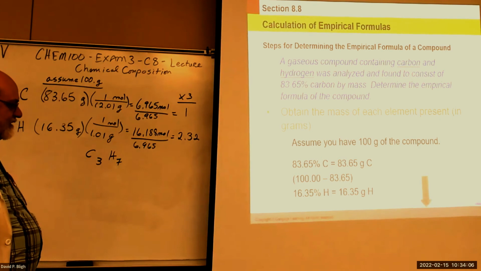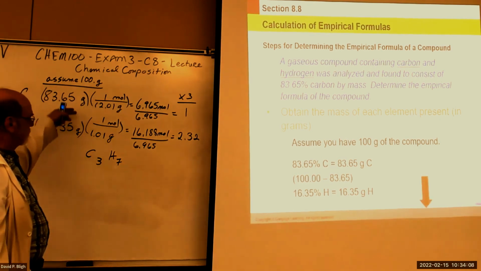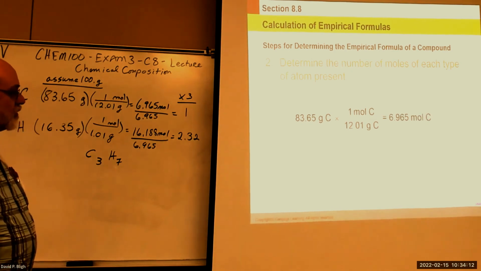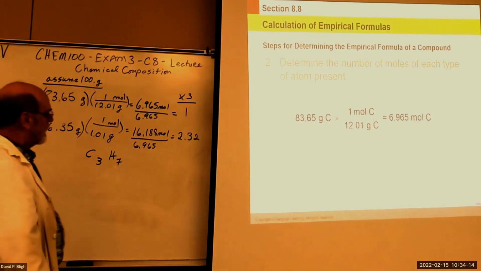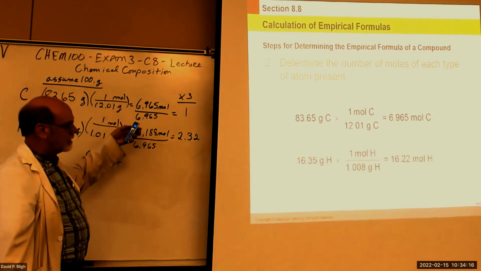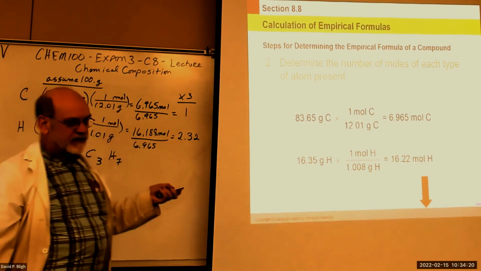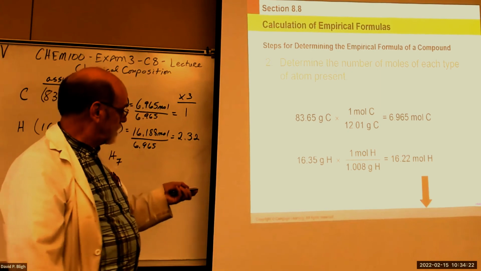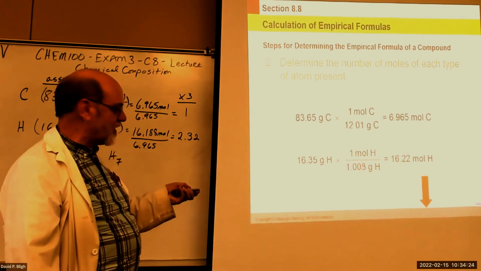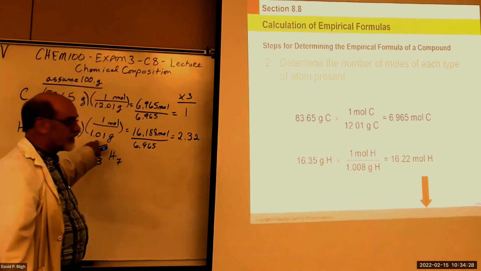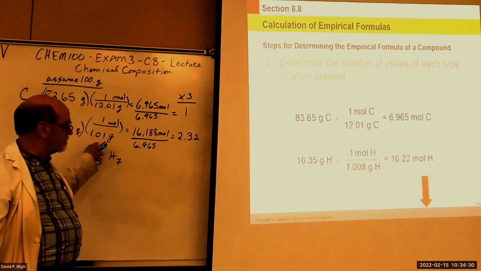Okay? That was the first step right here. Next, determine the number of moles of each one. Right? There's moles of carbon. And, see the discrepancy here? They used 1.008. They went up to 3 decimal places, whereas I rounded off to 2.